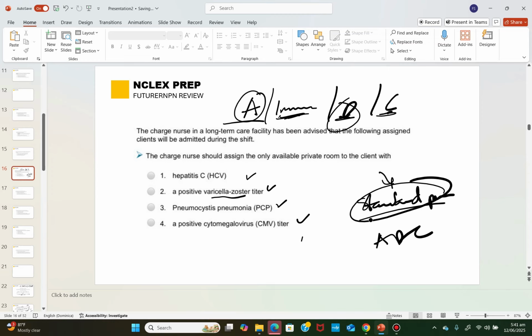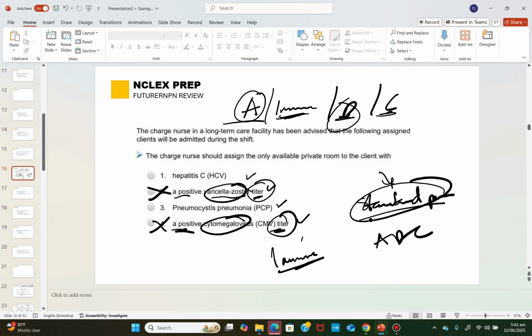But guess what? The NCLEX is saying a positive titer. Here too, the NCLEX is saying a positive titer. The meaning of a positive titer is that this patient is immune to this infection. So this patient doesn't have this infection. They just have immunity to that infection. So you need to understand what titer means. Titer means the patient has immunity to that infection. They are positive immune to that particular infection. So a patient that is immune to a particular infection, or has gotten the vaccine for that infection, does that mean they have the infection? Obviously no. So 2 and 4 are out of the picture. So you are left with 1 and 3.